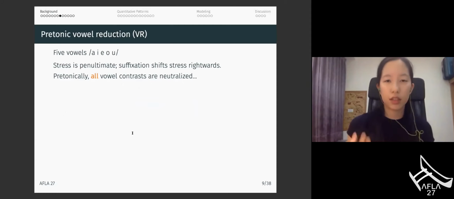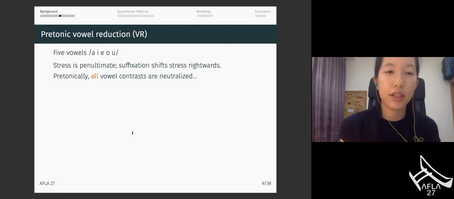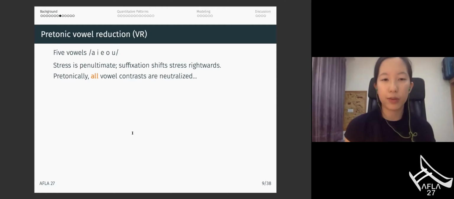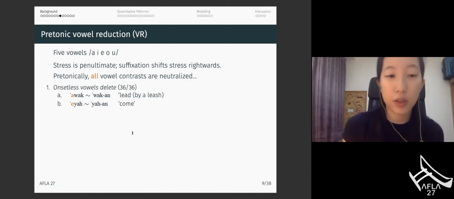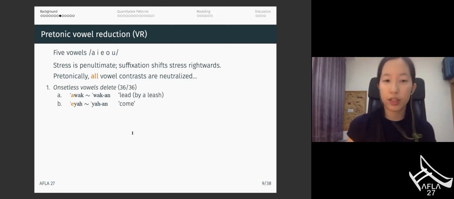So first, with pretonic vowel reduction, Seediq has a typical 5-vowel system. Stress is penultimate, so suffixation will always shift stress rightwards. And pretonically, all vowel contrasts are neutralized. So first, onsetless vowels will delete. This gives us alternations such as in 1a, where awak alternates with wakan, with a being deleted when it is pretonic in the suffixed form.